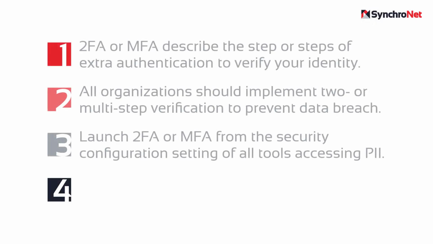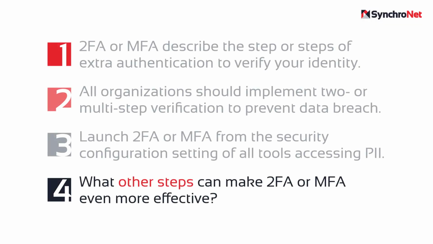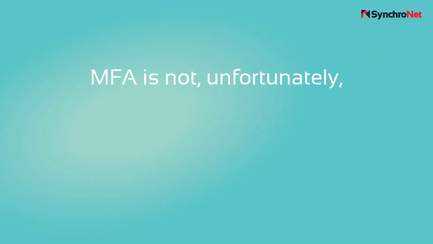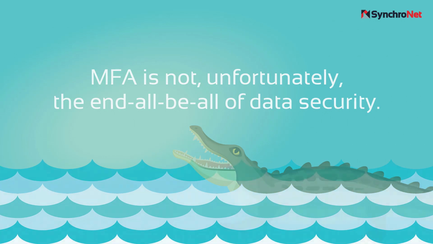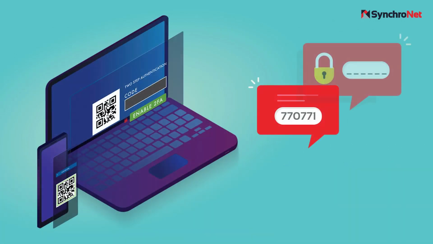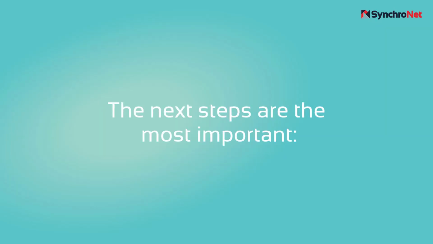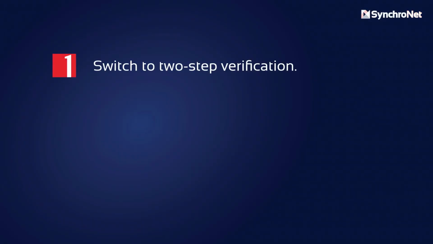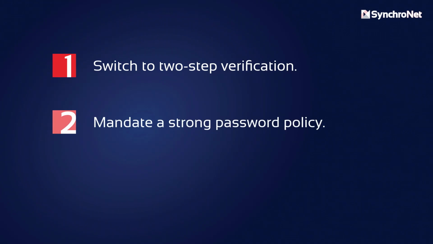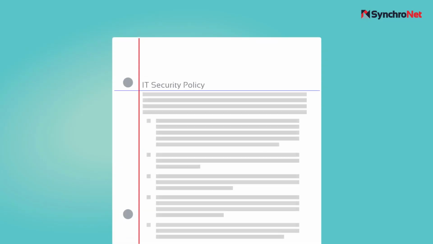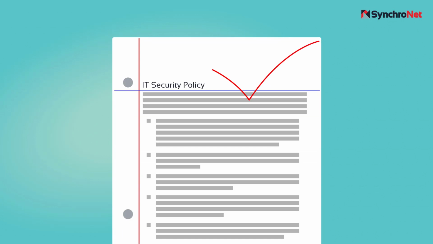Finally, number 4, what other steps can make 2FA and MFA even more effective? MFA is not, unfortunately, the end-all be-all of data security. Extra layers of authentication are a significant step in improving your security, but the next steps are the most important. As you switch to 2-step authentication, take the opportunity to mandate a strong password policy and the use of a vetted password manager. These 3 actions combine to create an optimal first line of defense, which of course you'll want to document in your IT security policy.